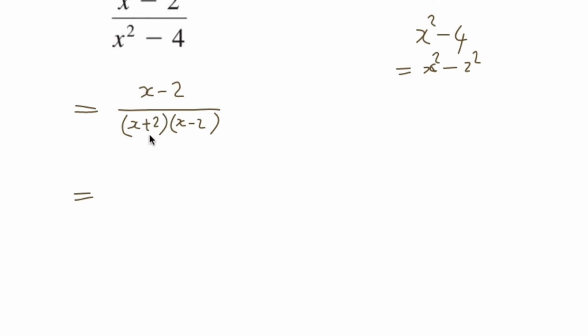Okay, so what is your common factor? This one, x minus 2, x minus 2. Our final answer is 1 upon x plus 2. And that's it.